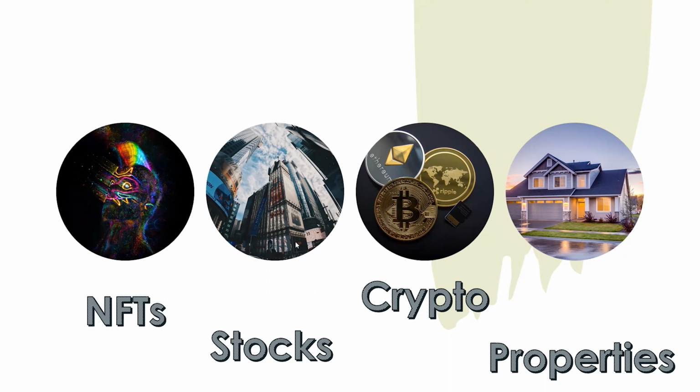So the first is NFT. Basically, for those who do not know, it's just digital art. The second is stocks. Can be Facebook, Microsoft, Apple, Google, and so on. The third is crypto. So cryptocurrencies are Bitcoin, Ethereum, Dogecoin. And the last one is property, which can be your house, or houses that you buy and rent out. So these are assets in my own definitions.